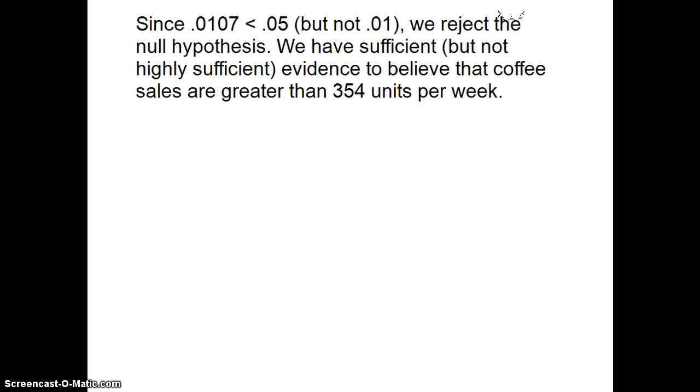Our final conclusion is that since 0.0107 is less than 0.05 but not less than 0.01, we can reject the null hypothesis. We have sufficient, but not highly sufficient, evidence to believe that coffee sales are greater than 354 units per week. And that's what we saw in the data, what we saw graphically, and what we're seeing mathematically. So let's unpackage this whole conclusion.